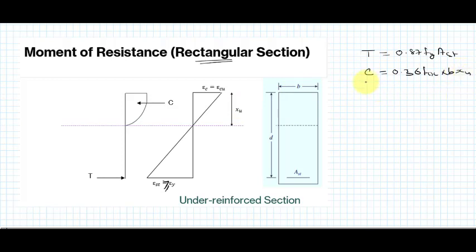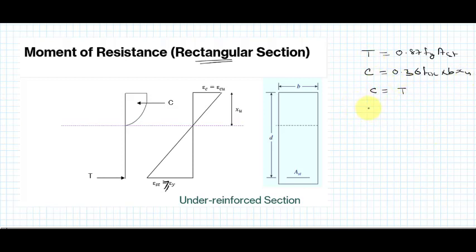BXU. Now these two horizontal forces are in equilibrium. It means C equals T. Now from here, we can compute the neutral axis depth.